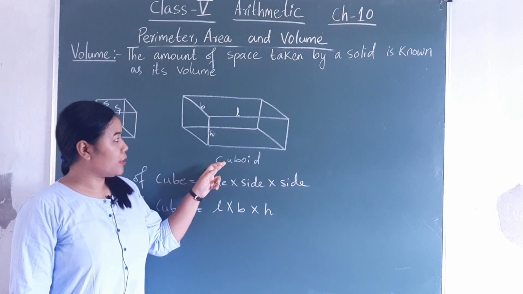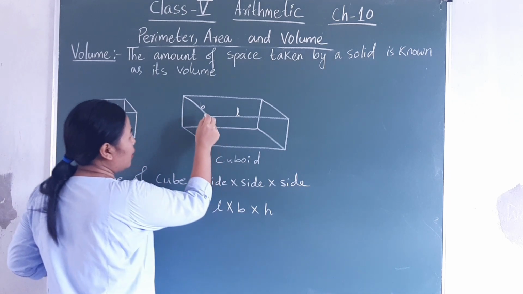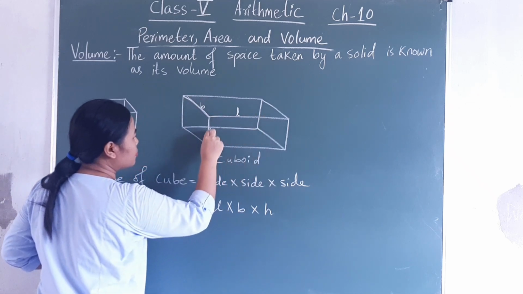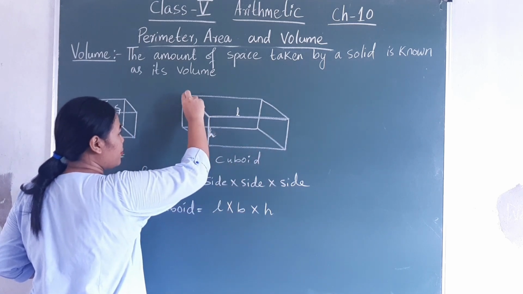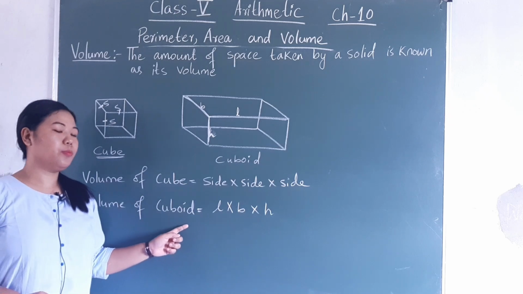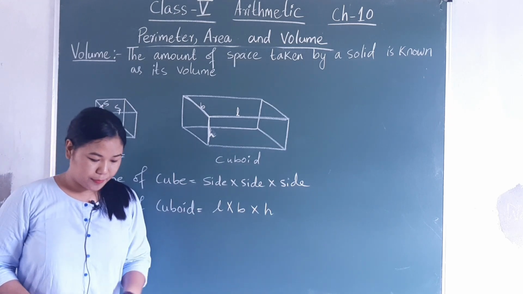Next, cuboid. You can see a cuboid here. How many sides? 3 sides. 1, 2, 3. The longer one is the length, then breadth, then height. So volume of cuboid is length into breadth into height.